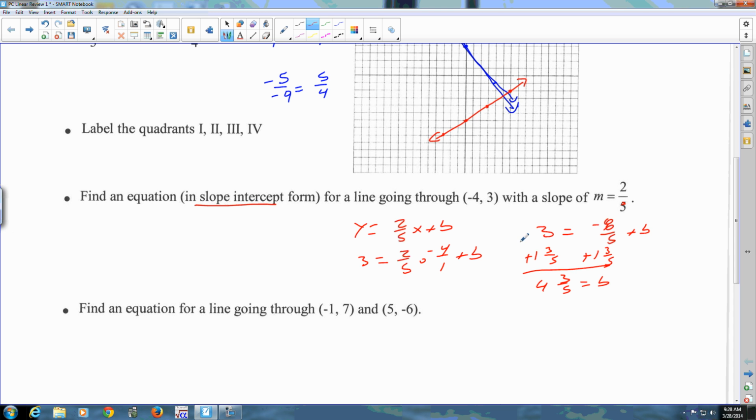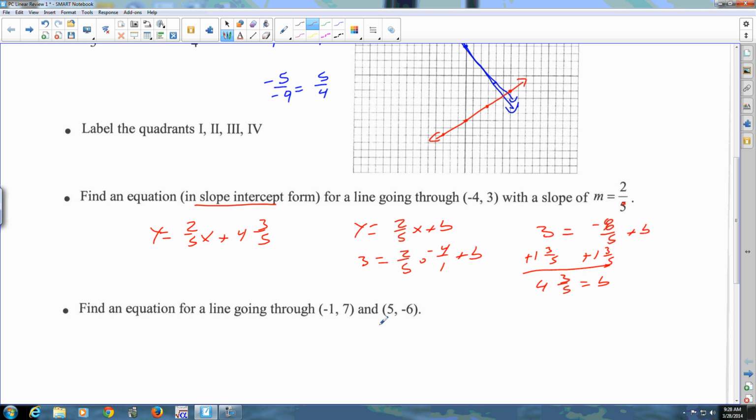You're welcome to type this in your calculator. I just thought it would be easier to do it in my head. So your final answer then is y is equal to 2/5 x plus 4 3/5. If you wanted to write a decimal for it, that's just fine.